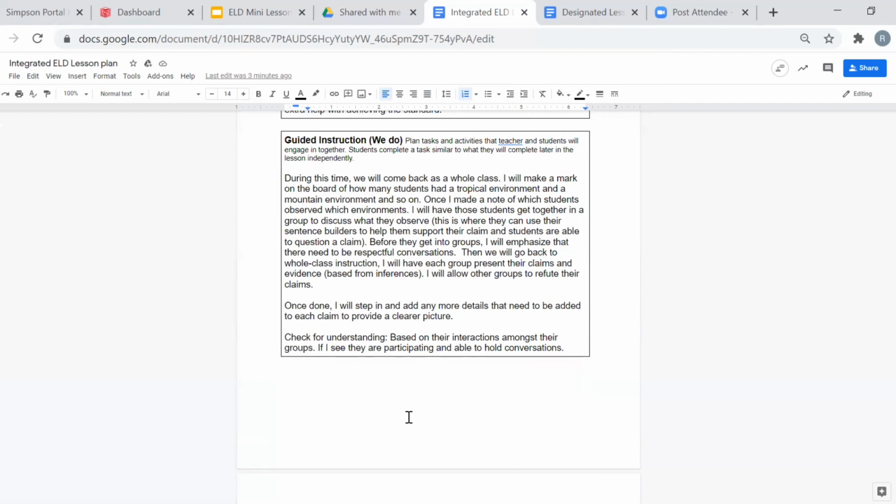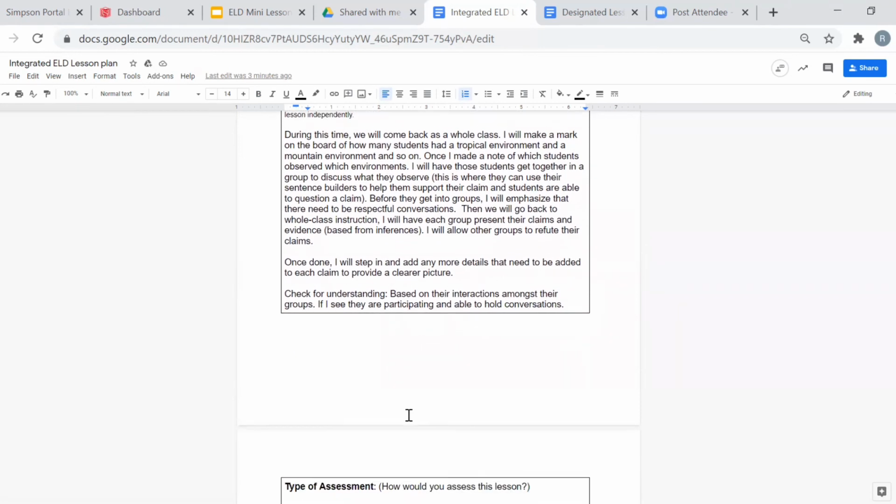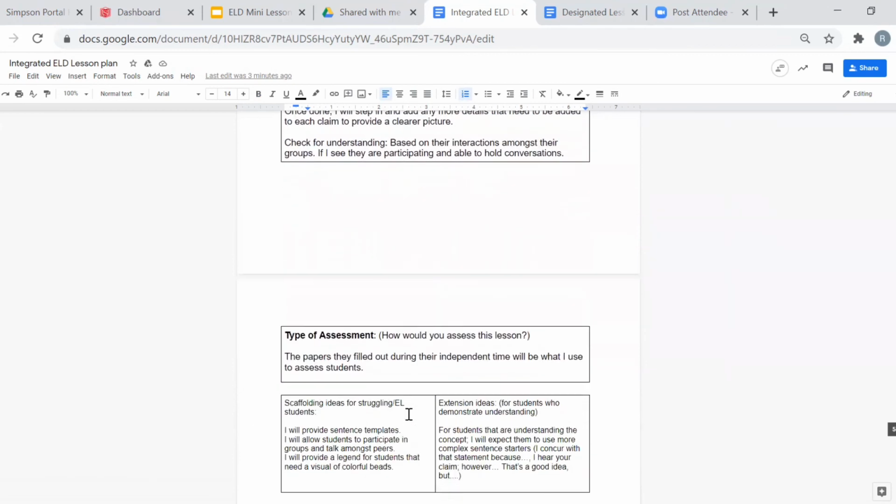I will have each group present their claims and evidence based from their inferences. I will allow other groups to refute their claims. Once done, I will step in and add any more details that need to be added to each claim to provide a clearer picture. My check for understanding during the we do will be based on their interactions amongst their group. If I see they are participating and able to hold a conversation.